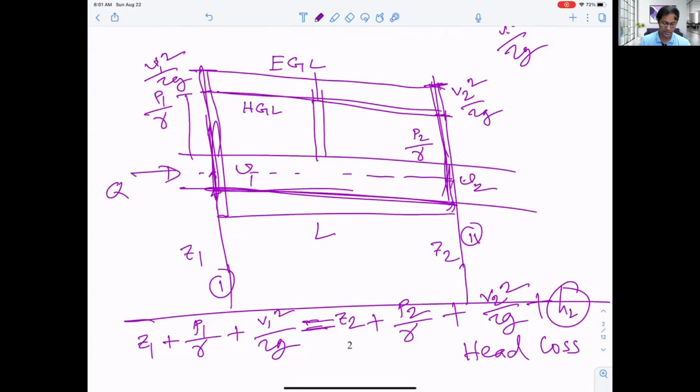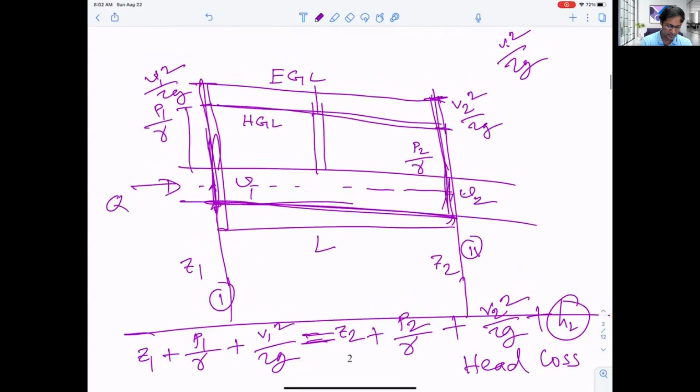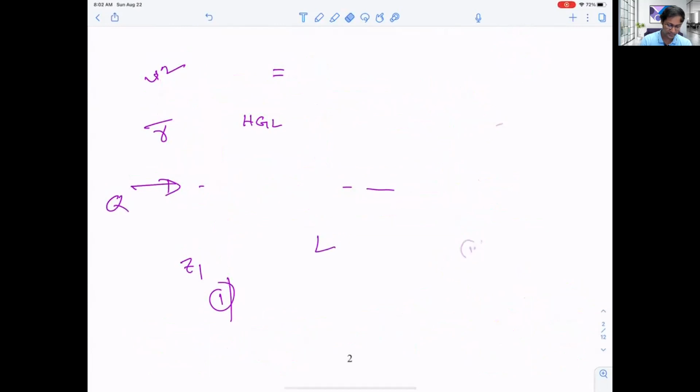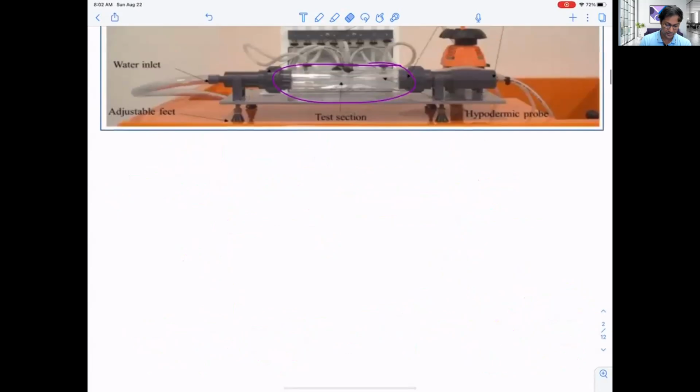If we change the flow rate, we'll have different values of head loss, and we'll see how head loss varies with changing velocity and changing section. Now let me quickly show you why these three terms should be constant.